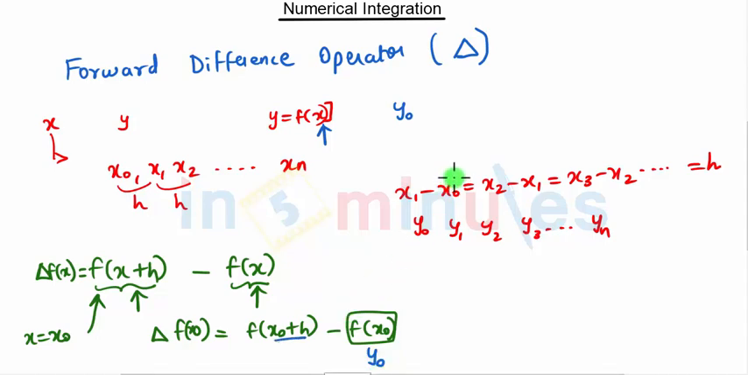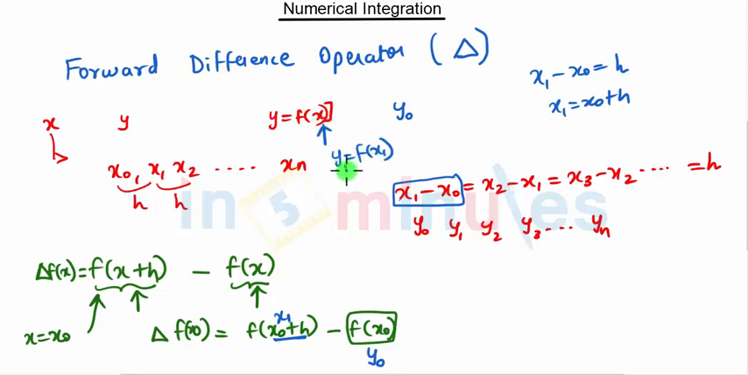Okay. From here, x1 minus x0 is h. So from here we will get x1 as x0 plus h. So this term is nothing but f of x1. So when we put x1 in this equation, we will get f of x1. So y will be y1. So this term is nothing but y1 minus y0. So delta of f of x0, what is f of x0? y0. So delta of y0, that is forward difference of y0, is y1 minus y0.